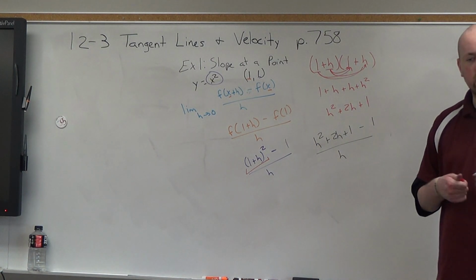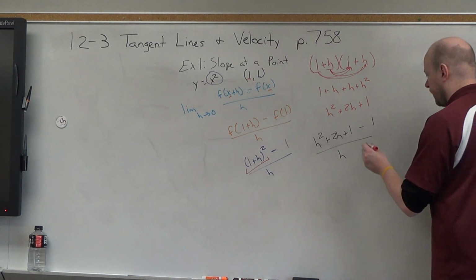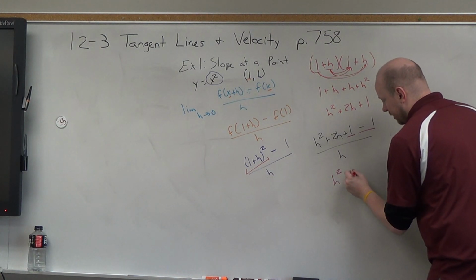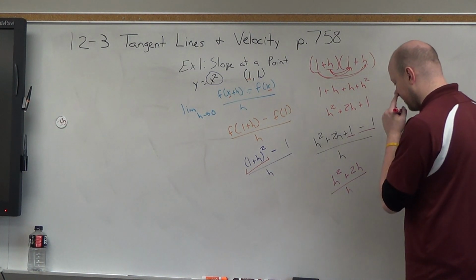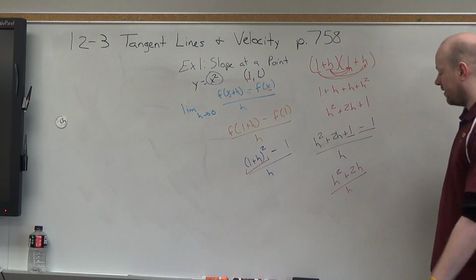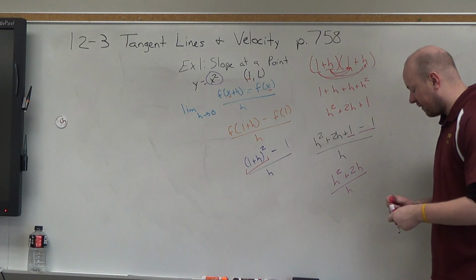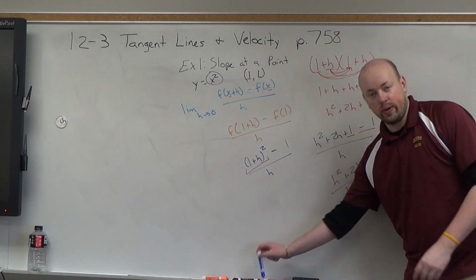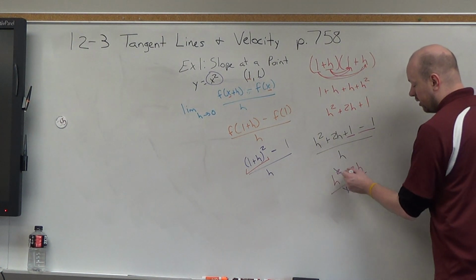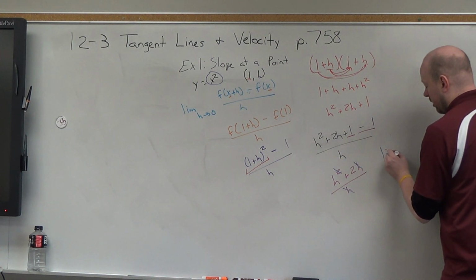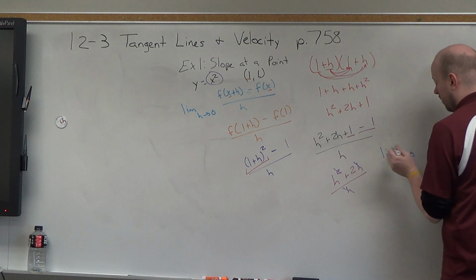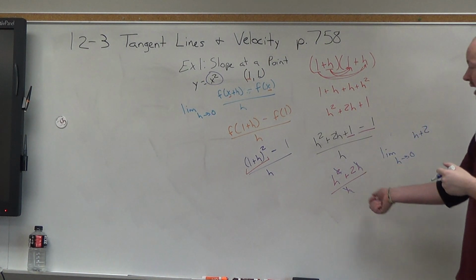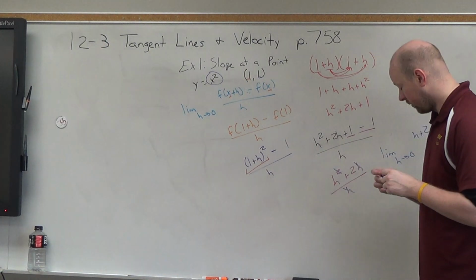Next step's pretty self-evident. We just need to combine terms. So I get 1 minus 1, so I get h squared plus 2h over h. And now all I have to do is this idea that if I'm dividing by h, as long as I have an h in every term on top, I can just do it. So I divide every term by h. I get my limit as h approaches 0 of h plus 2. That's all that's remaining, and I still have my limit part from the beginning.